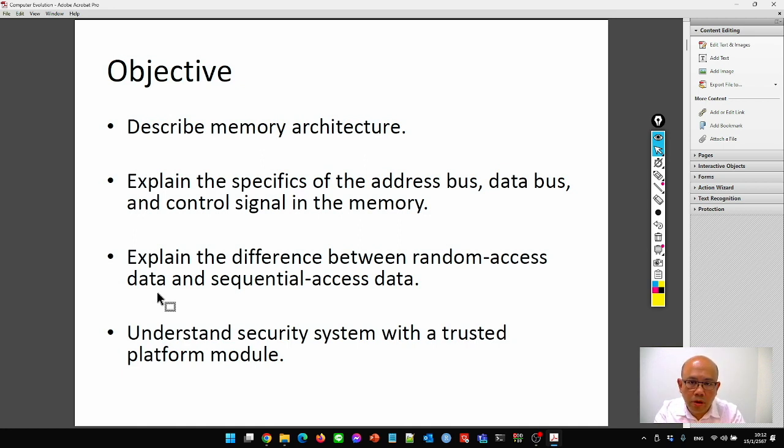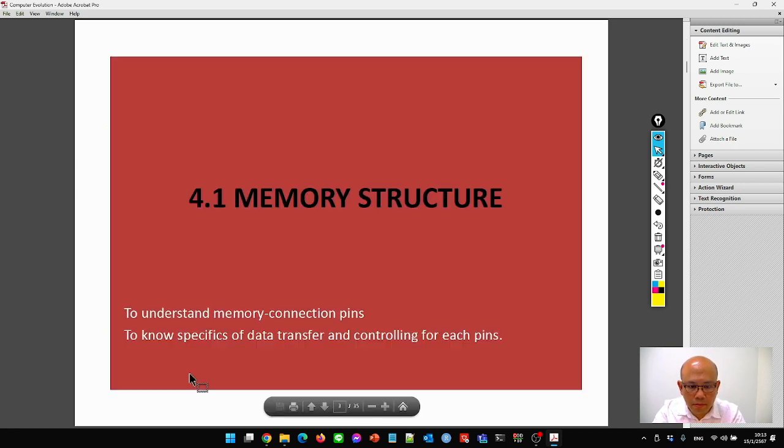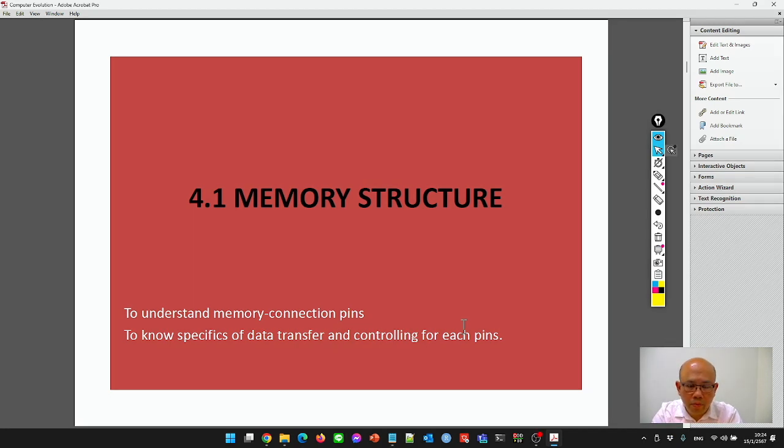And you will know the difference between random access data and sequential access data when accessing the data in the memory, for example, a cassette tape. And finally, I will explain the security system in computers. Here are the topics, and now we move to the first topic about memory structures.